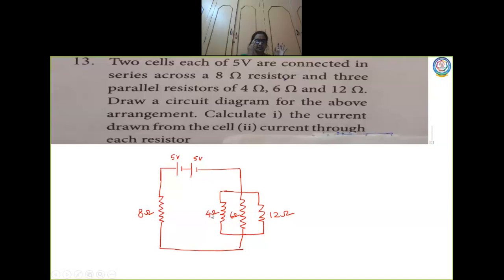So first let us start with the effective resistance. Now first what you should find out? First you should find out the effective resistance of this parallel combination. So let us solve that first. Let me take an empty page. So for the effective resistance of the parallel connection, let us take it as 1 by R dash. So 1 by R dash is equal to 1 by 4 plus 1 by 6 plus 1 by 12.